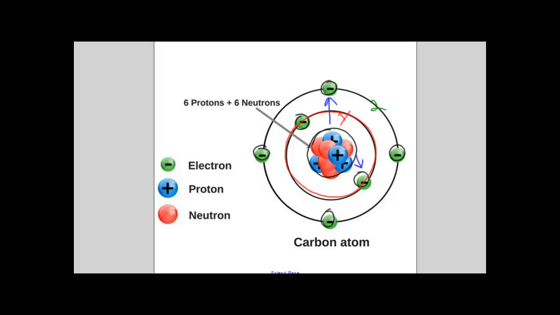Carbon has 6 protons. The number of protons is equal to the number of electrons. So carbon has 6 electrons. When you put the electrons into an atom, you always fill the inner shells first. So let's put these 6 electrons in place. We have 1, 2, and that fills the first energy level. The first energy level is small and will only hold 2 electrons.